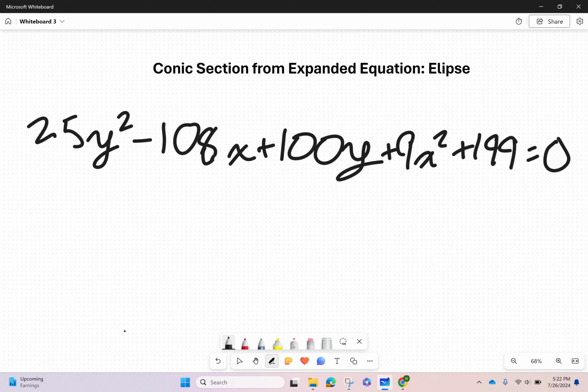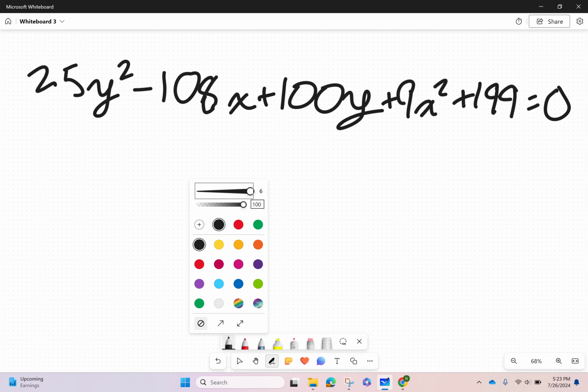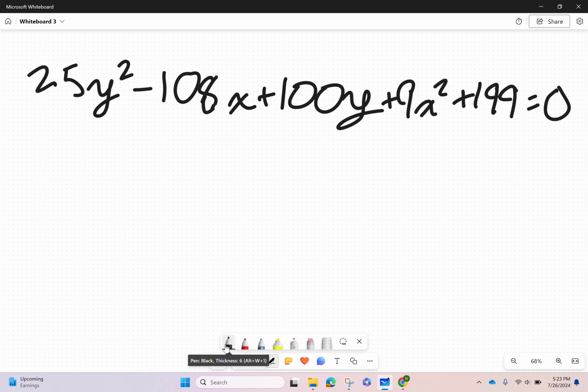My name is Night Teeter, and today I'll be teaching you how to find a conic section from an expanded equation, specifically for an ellipse. So we're going to start with the equation we have in front of us right here: 25y squared minus 108x plus 100y plus 9x squared plus 199 equals 0. So right now it just kind of looks like a mess.